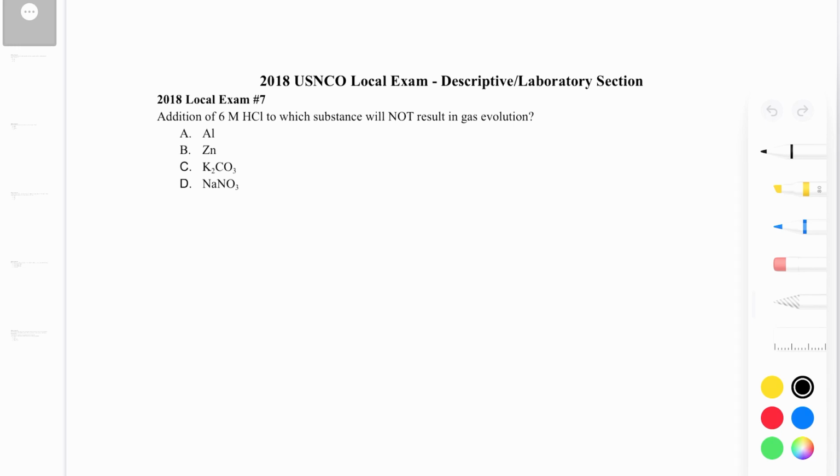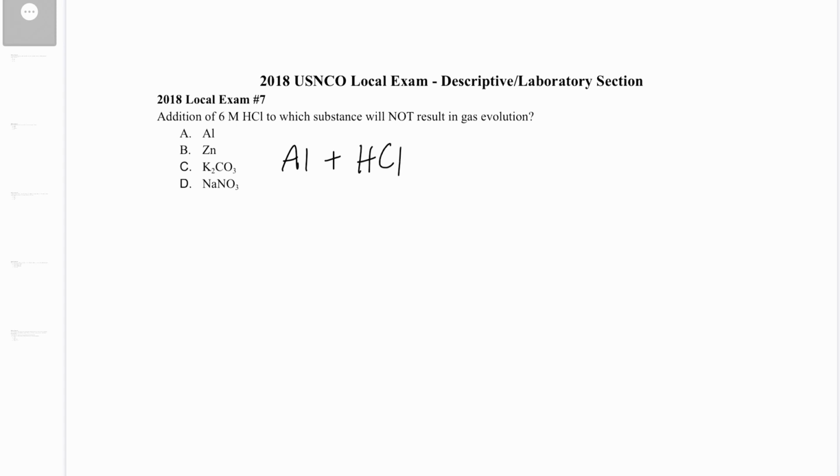Addition of 6 molar hydrochloric acid to which substance will not result in gas evolution? So we have 4 different options, and let's go through all of them. So first up, we have aluminum. Aluminum being reacted with hydrochloric acid. This is a single displacement reaction. The hydrogen gets left on its own, and the aluminum gets paired up with the chloride.